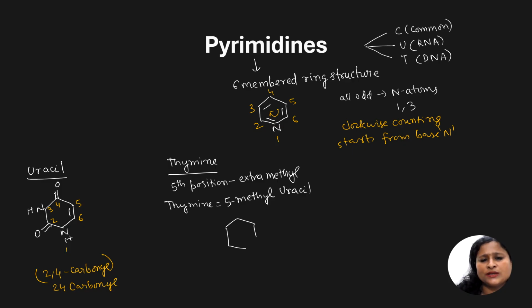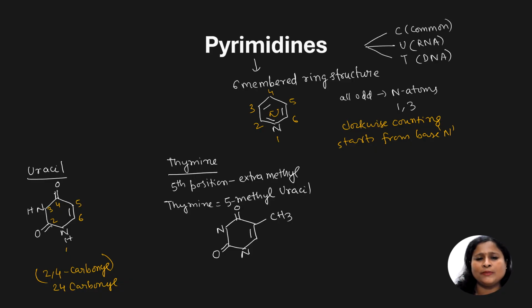Make the core structure. Don't put the other double bonds yet. Put the nitrogen atoms. Then put the carbonyl group at the second and the fourth position, and in the fifth position attach one methyl group. Finished. This is the structure for thymine.